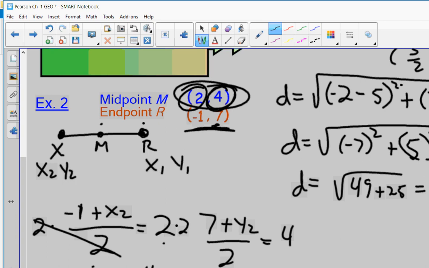Here I'm going to do the same thing. I'm going to multiply by 2 to get rid of the fraction. And I get 7 plus y equals 8. And I'm going to subtract 7. And I get 1. So what that did was it gave me an x and it gave me a y. So that creates a point, and it's the other end of my line.